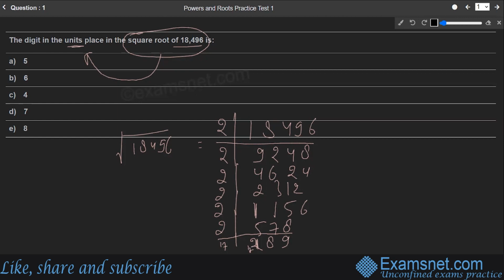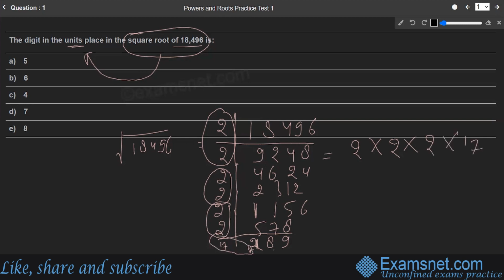Let's make pairs of two numbers. So 2 and 2 together, we'll write 2 for it. Then 2 and 2 together, we'll again write 2 for it. Then 2 and 2 together, again we'll write 2 for it. Then 17 square, that is 289, is present, so we'll write just 17 for this.